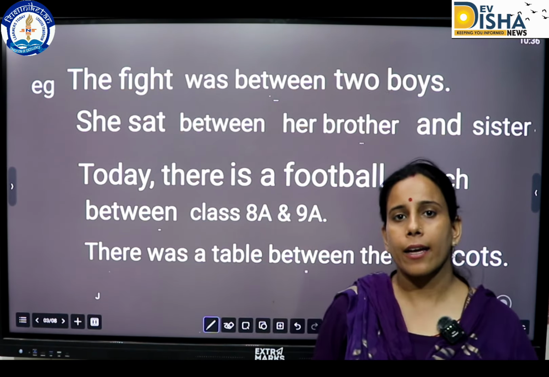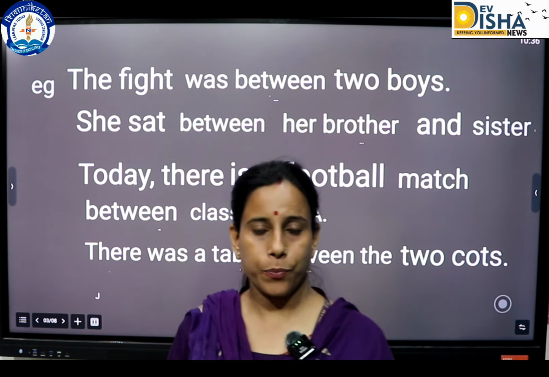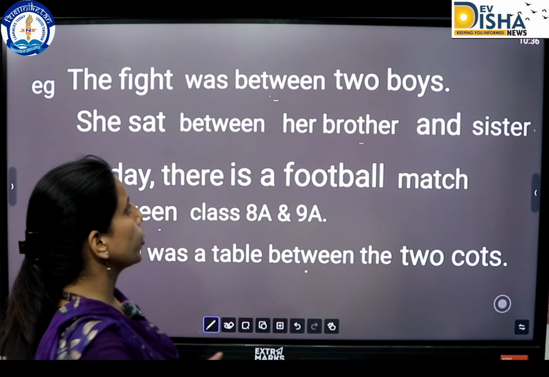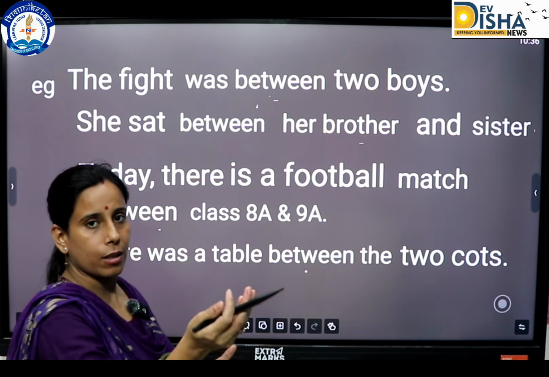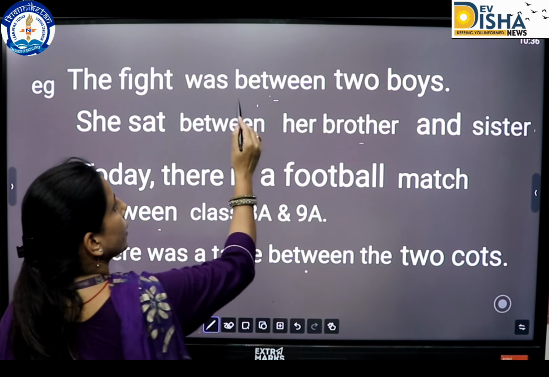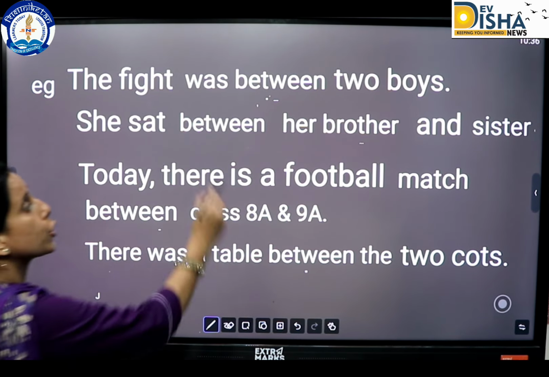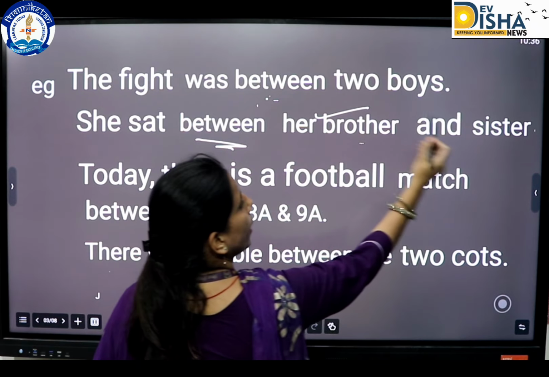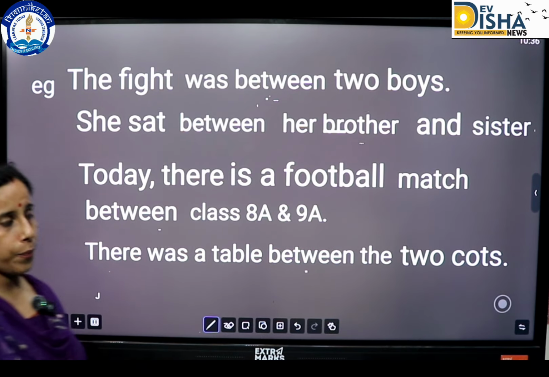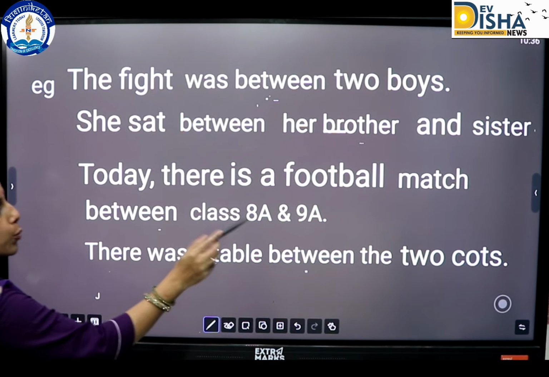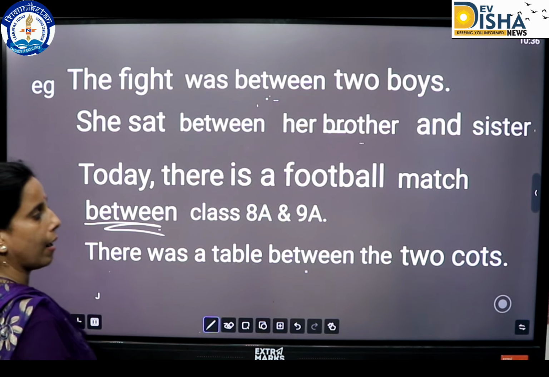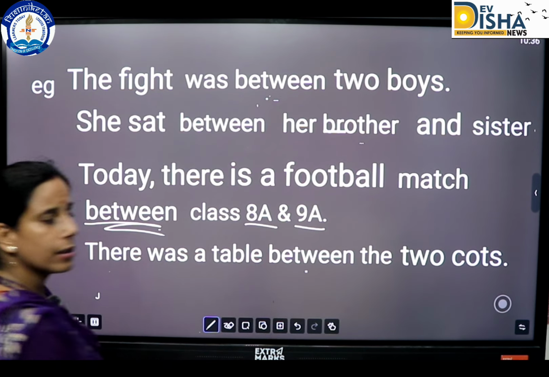So what is boys here? Person. So when we talk about two persons, at that time I use between. My next example is: she sat between her brother and her sister. See, today there is a football match between the class 8th and 9th.